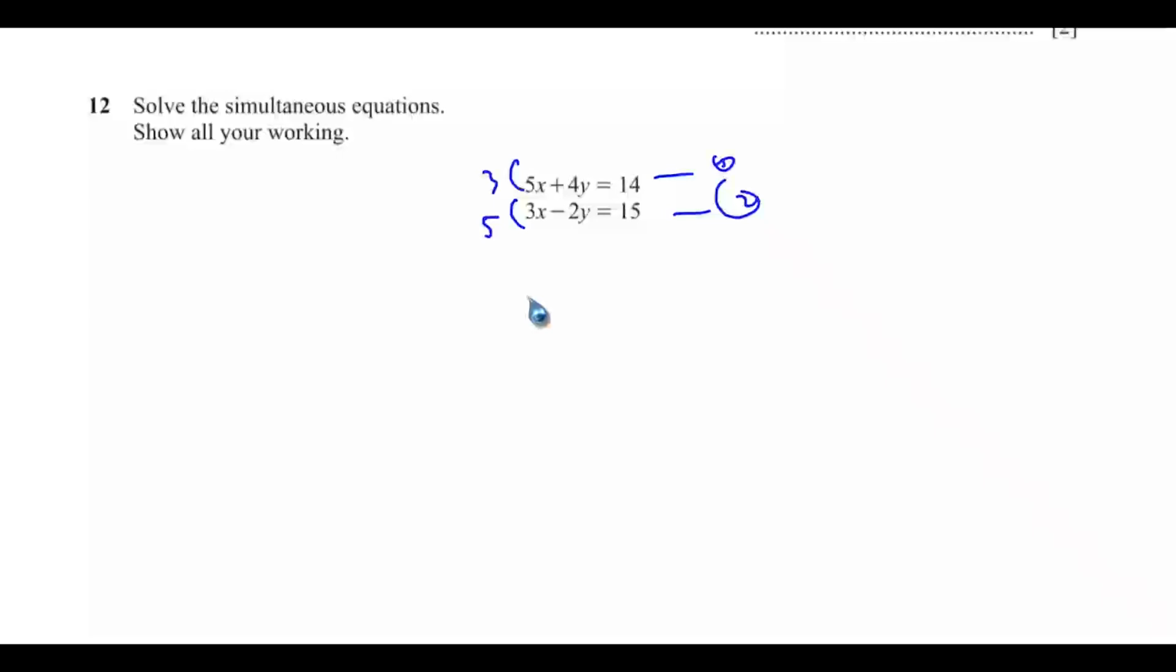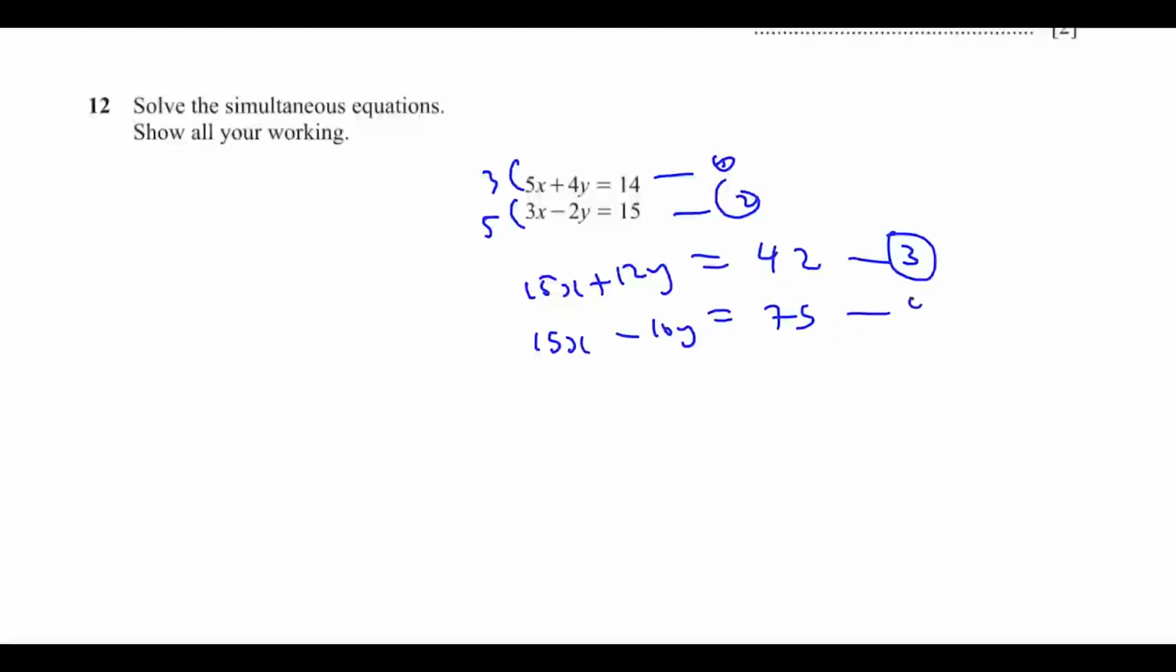So this will give me 3 times 5x, 15x plus 12y equals to, if you do 14 times 3, you get 42. 3 times 4, 12y, 3 times 1, 3 plus 1, 4. Yes, correct. So you can call this one equation 3. Then this one will be 15x minus 10y equals to, if you do 15 times 5, you should get 75. Call this equation 4.